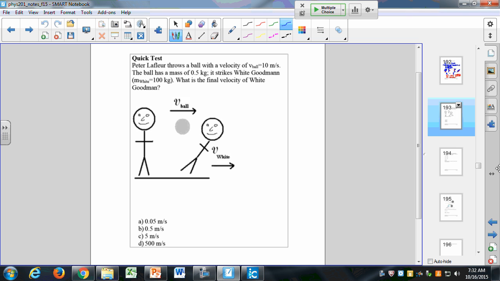We worked a very similar problem last time with the dodgeball clip. Need to calculate the final velocity of White Goodman, assuming as we did before that when the ball strikes, the ball goes to zero velocity.